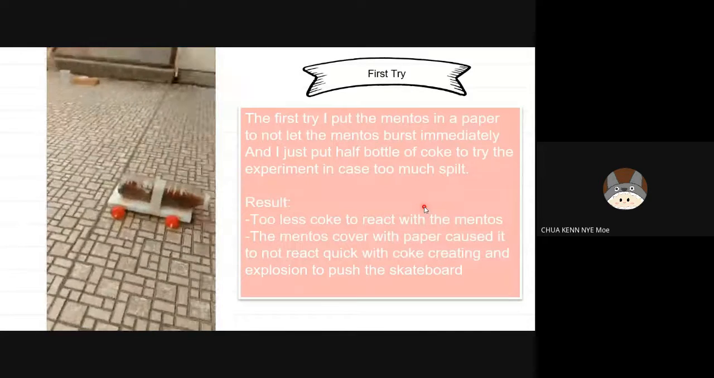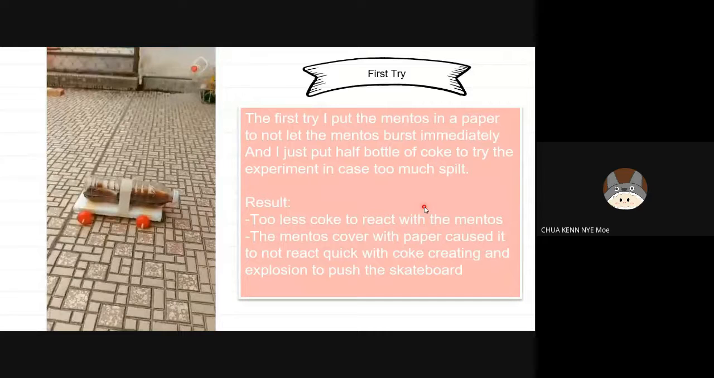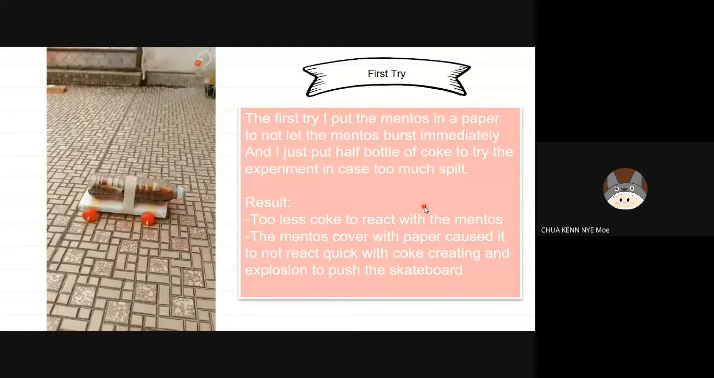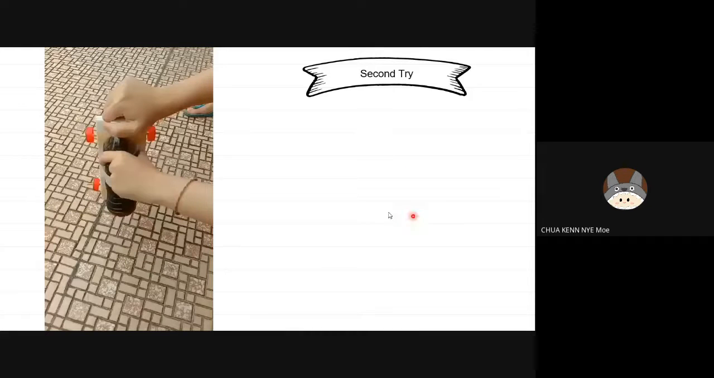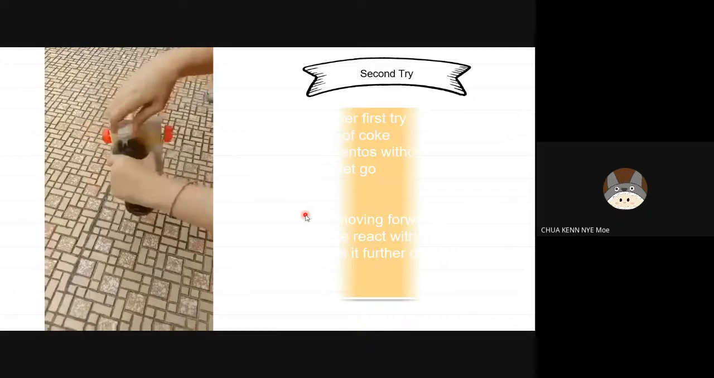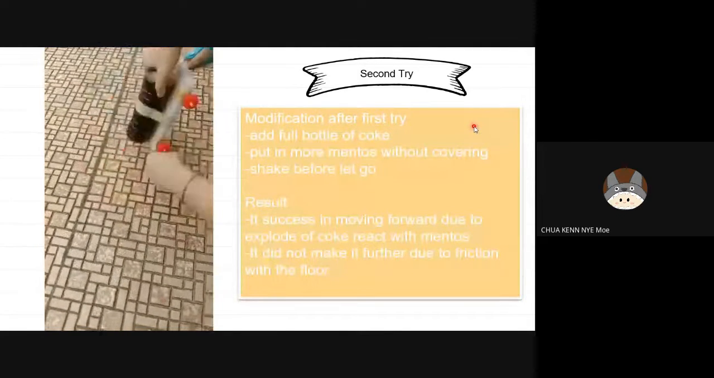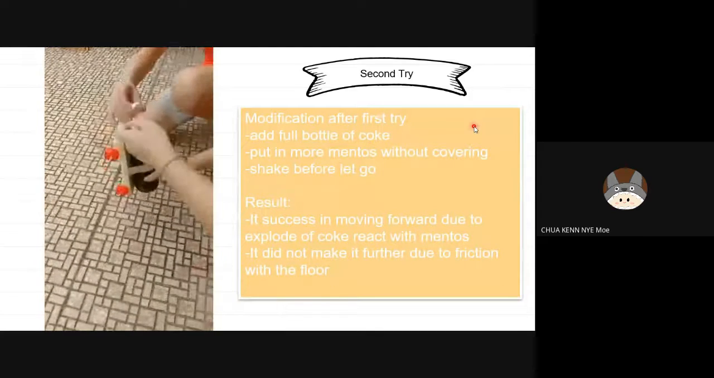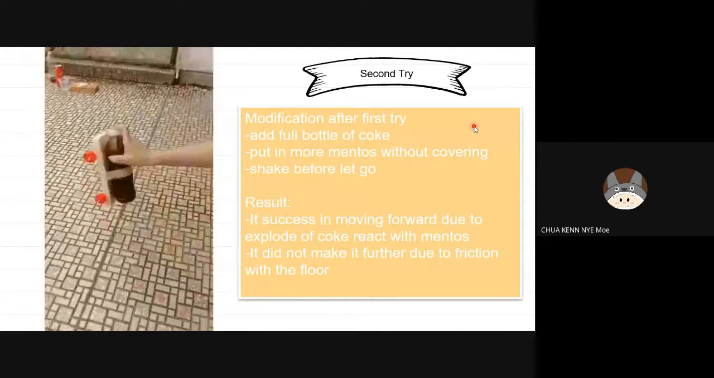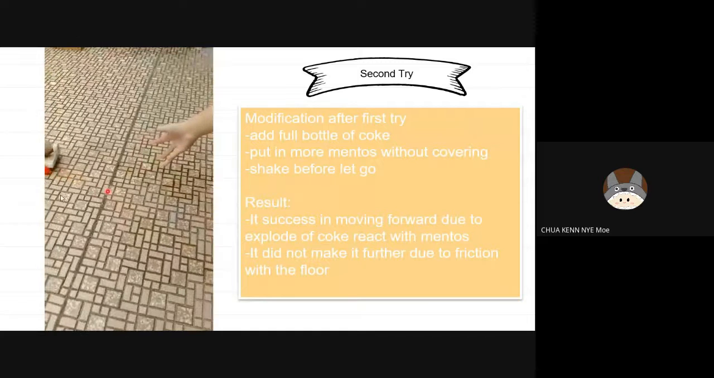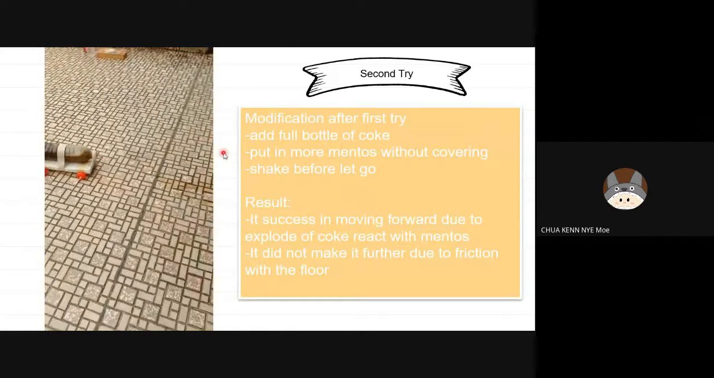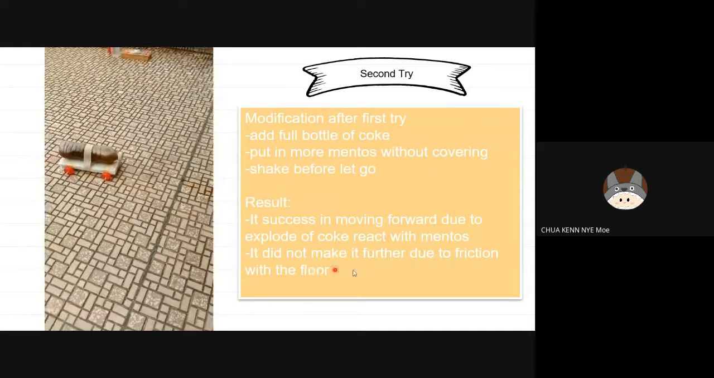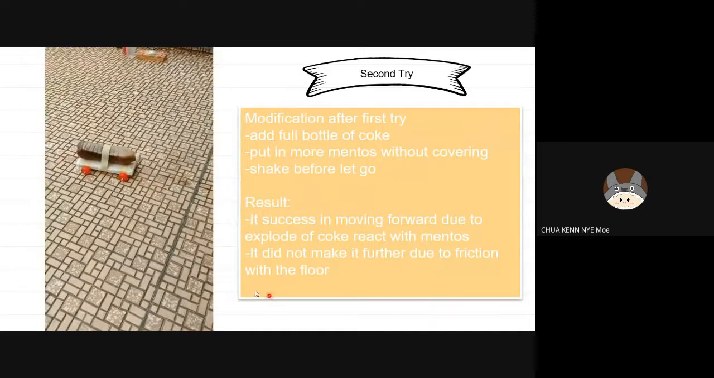The result is that there was too little Coke to react with the Mentos, and the Mentos covered with paper did not react very quickly with the Coke, and did not create any explosion to push the skateboard. So I did some modification, and then here's my second try. In the second try, I added a full bottle of Coke and put in more Mentos without covering, and I also shook it before I let it go. The result is it succeeded in moving forward, and then here's the burst. It did not go very far due to the friction with the floor.